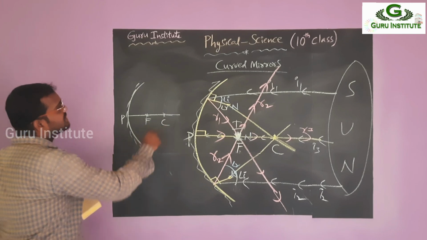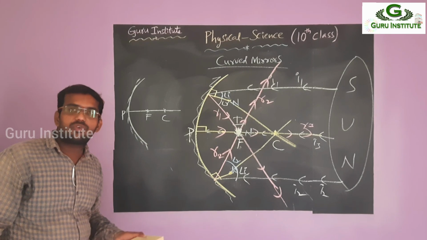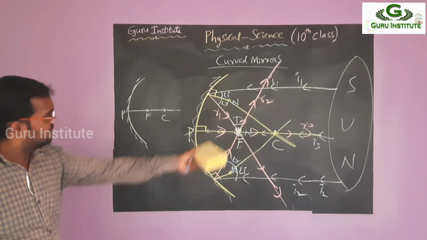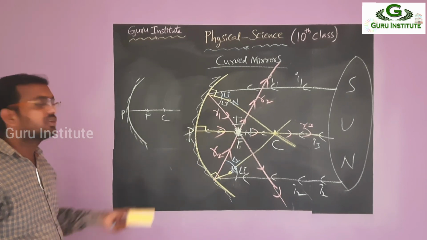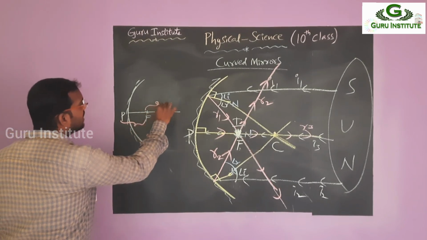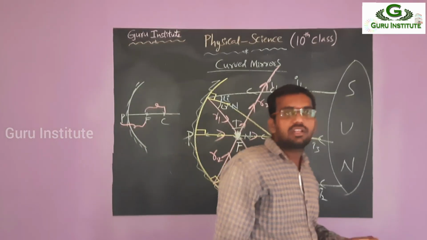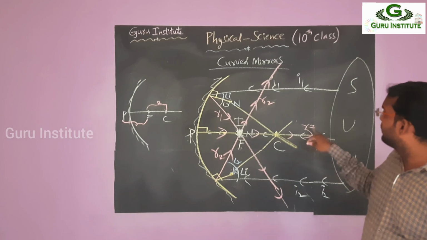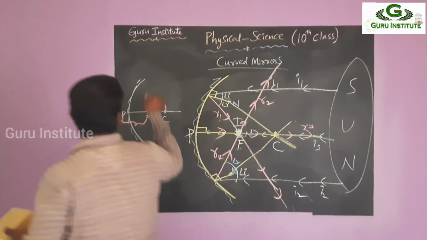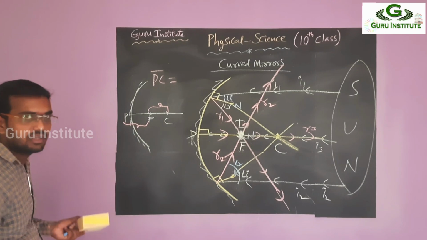So here C is called the center of curvature, F is called the focus or focal point, and P is the pole. By observing this picture, F is exactly at the midpoint. Therefore, the distances PF and FC are equal. In a circle, the radius is indicated by small r, but here small r is already given as notation for the reflected or refracted rays. So this total PC is given by the radius of curvature.